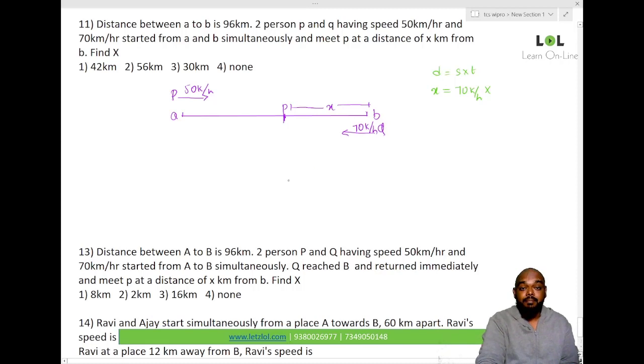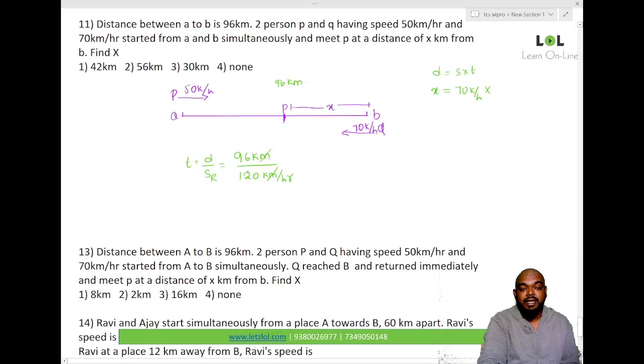So time taken by both P and Q to meet. We know the total distance is 96 kilometers. We need time. Time is distance by speed. What is the distance? 96 kilometers. Now careful, speed. Since there are two moving objects, it is a relative speed. Both are running in opposite directions, which means relative speed is the sum of the speeds. That is 50 plus 70, which gives us 120 kilometers per hour.